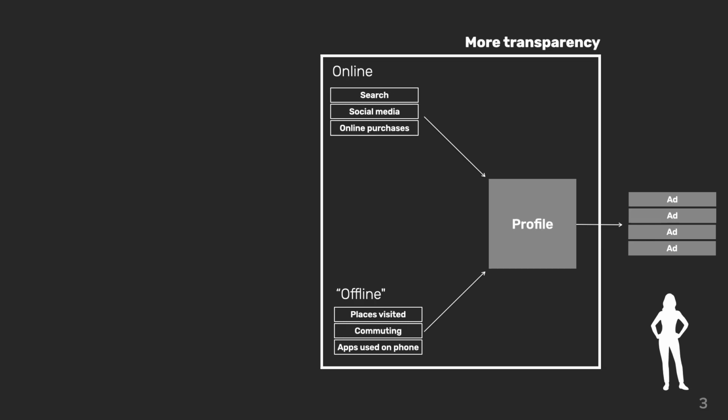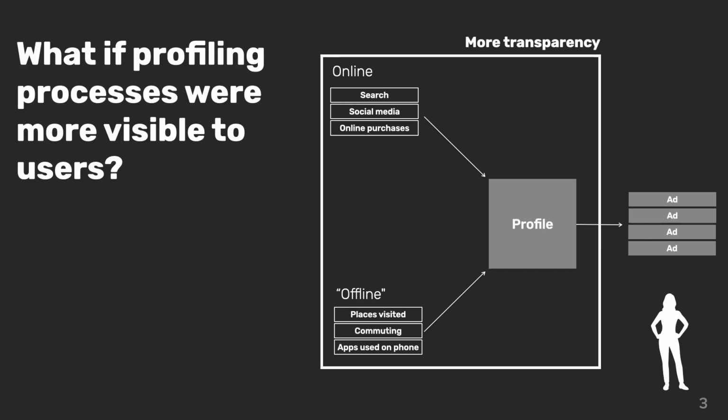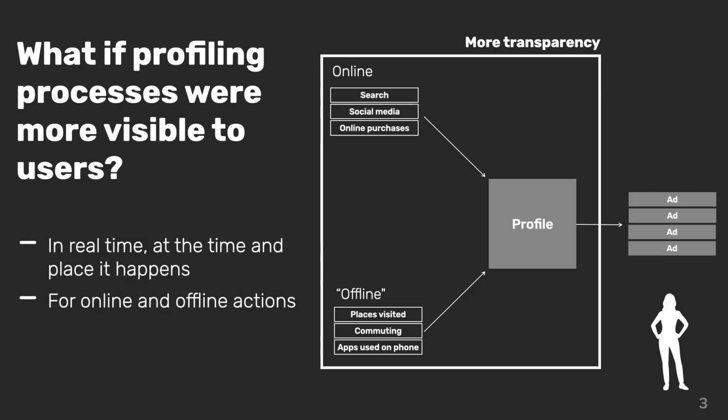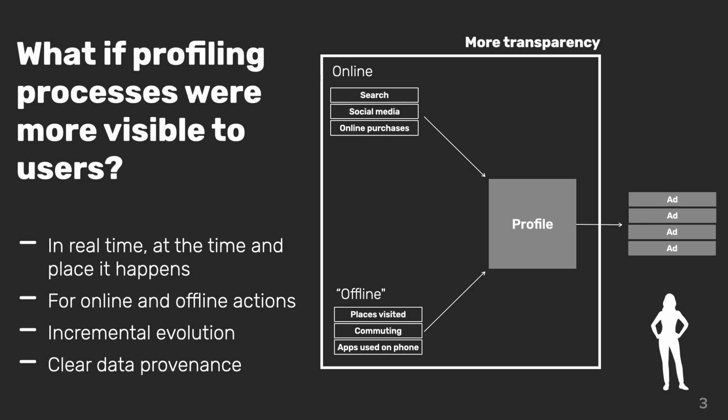Given this scenario, we set out to explore what would happen if profiling processes were more visible to users. More specifically, what would happen if profiling was visible in real time for online and offline actions, showing changes over time, and with clear information about how user actions led to items on their ad targeting profile? Our goal in studying this was to inform the design of future transparency and controls that could help users have more desirable experiences with online behavior advertising in a world of ubiquitous computing.